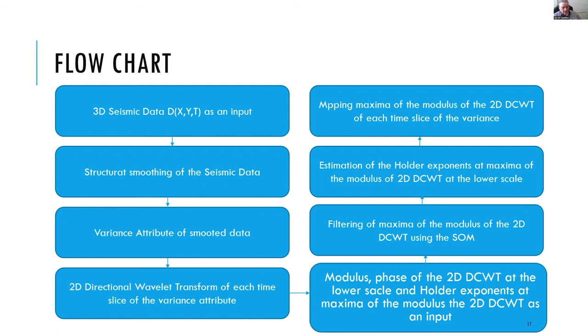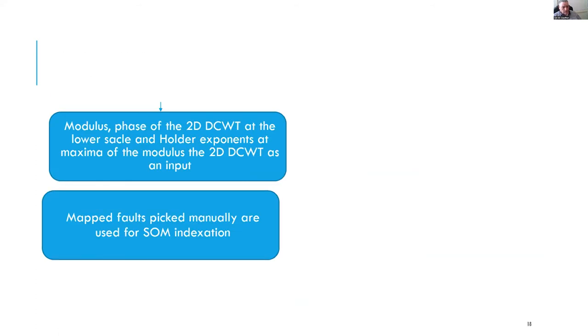Based on the Hölder exponent, the modulus phase of the 2D directional wavelet transform at the lower scale and the exponent at the maxima of the modulus of the 2D directional wavelet transform are used as input of the self-organizing map neural network machine.